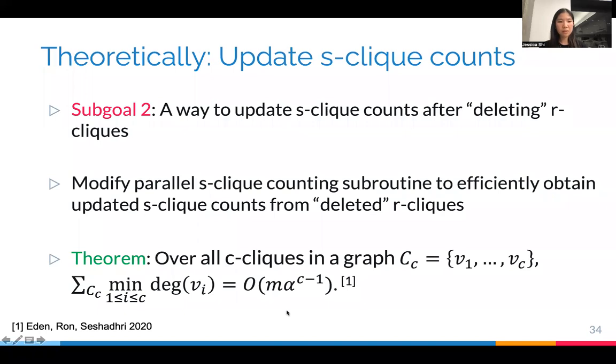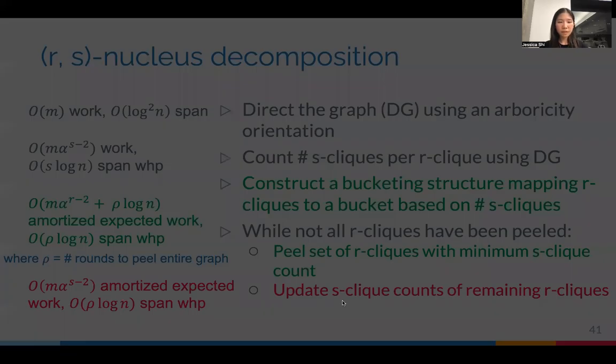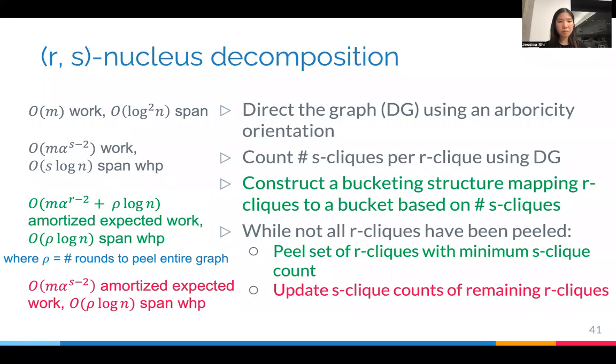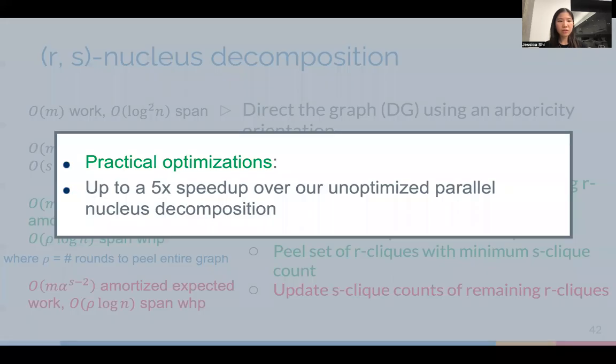Essentially, the idea here is we modify our parallel s-clique counting subroutine to efficiently obtain the updated s-clique counts from deleted r-cliques. And we use this theorem by Eden, Ron, and Seshadhri that bounds the minimum degree of each vertex over all of the cliques in the graph. I won't go into detail about this theorem here, but you can read more about this in our paper. So these are the overall theoretical bounds for our algorithm. And I'll note that we also implemented some practical optimizations where we receive up to a 5x speedup over an optimized parallel nucleus decomposition implementation.